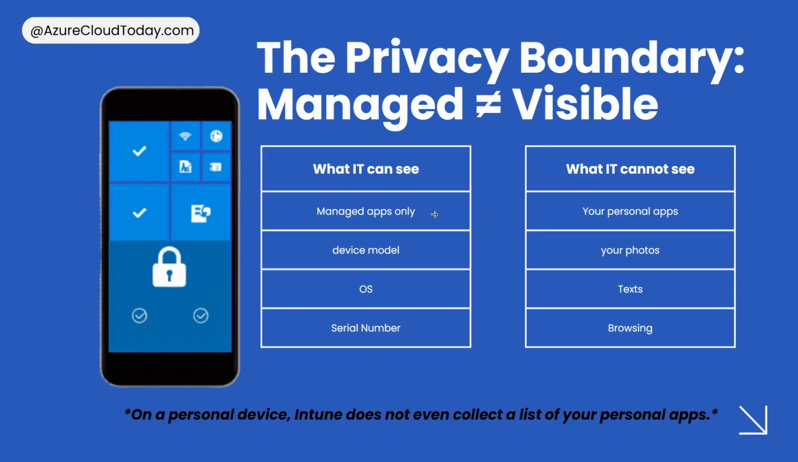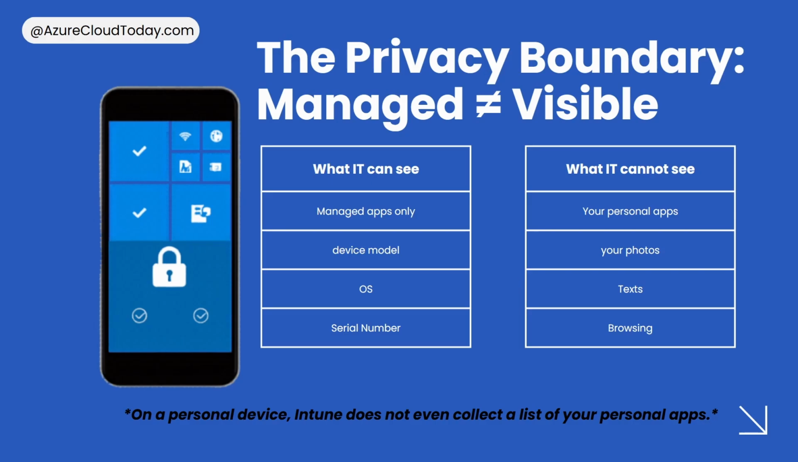So your employer sees the work or managed applications it deployed, the device model, the operating system, the serial number. And this is all done to check whether the phone meets the security rules, and that is also essential for IT. Your personal applications or details like photos, texts, browsing history, and so on are not collected at all. However, on a company owned phone, the rules are different, and IT can see the full application list there.